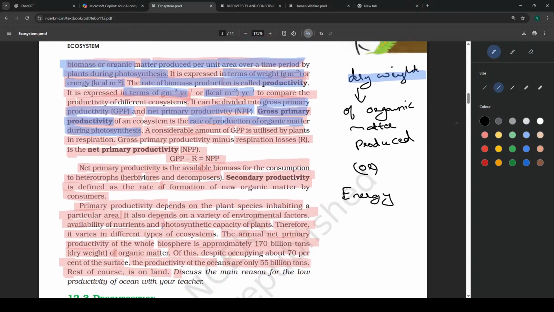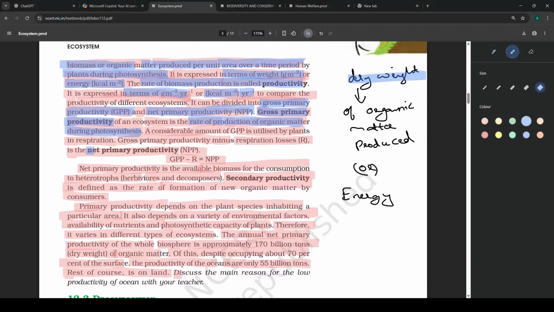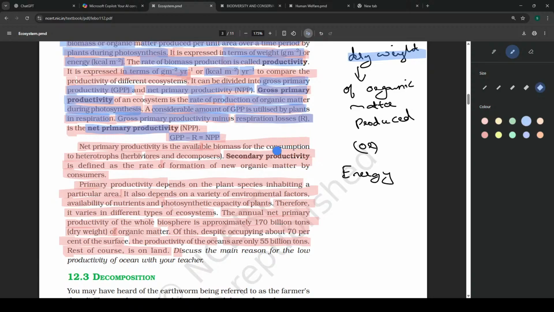So to understand that more clearly, we come up with a new concept, that is net primary productivity. A considerable amount of GPP is utilized by the plants in respiration. Gross primary productivity minus respiration losses is the net primary productivity: GPP minus R equals NPP. Net primary productivity is the available biomass for the consumption of heterotrophs, that is herbivores and decomposers. Okay, that is gross primary productivity and net primary productivity.